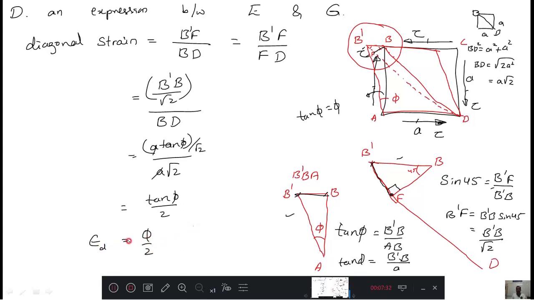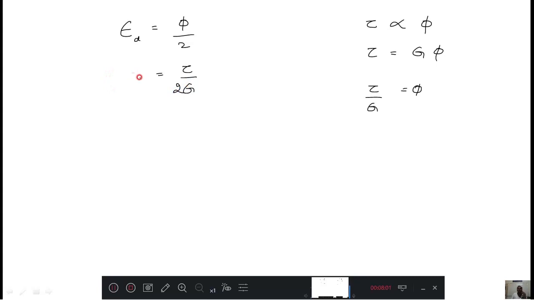I got this expression: the diagonal strain is equal to phi, the shear strain, divided by 2. We know that shear stress is directly proportional to shear strain, and shear stress is equal to shear modulus into phi. Therefore phi is equal to tau by G. Here phi means tau by G, and the 2 remains. This is a diagonal strain expression.